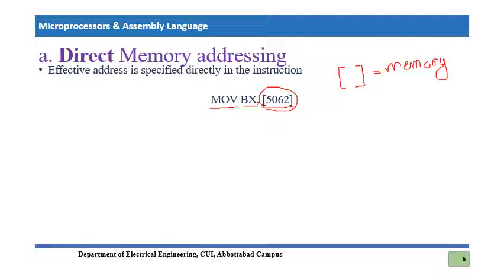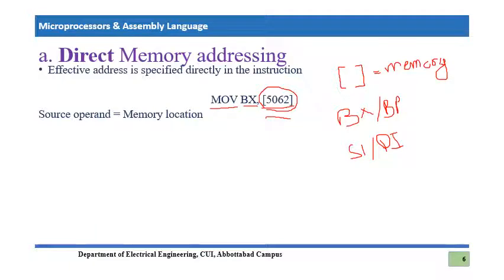So 5062 is not a base register. We know that a base register can come either from BX or base pointer, right? Similarly, it is not source index or destination index, so it is not an index part, but it is a number, and it is a number of 16 bits. So that is basically our direct displacement, or one can say it is our effective address given directly.